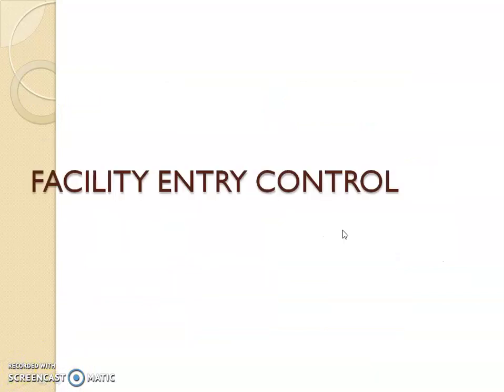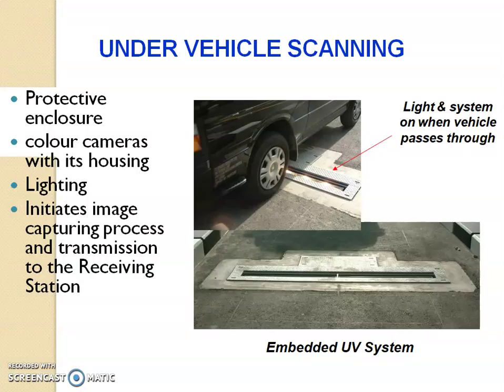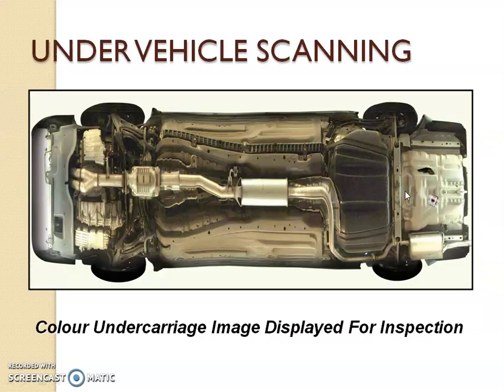Now we go to facility entry control. Facility entry control is primarily for controlling the movement of vehicles. As you can see, an advanced system over here is UVSS, which is nothing but the under vehicle surveillance system. The under vehicle surveillance system is installed on the floor. The vehicle is allowed to pass through that equipment. As you can see here, when the vehicle moves through this particular equipment, the under portion of the vehicle is scanned.